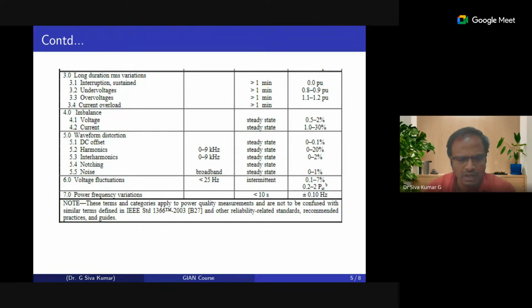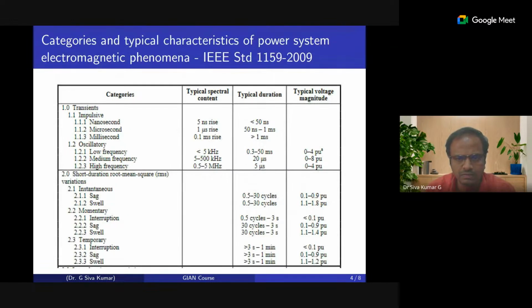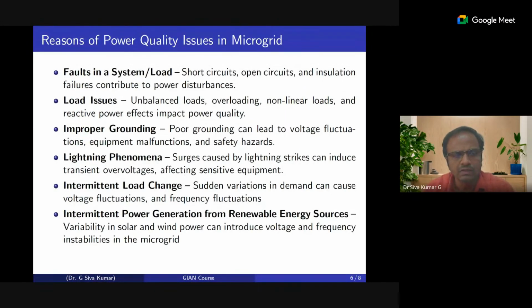Then there are voltage fluctuations, where we have the intermittent nature of the load. Because of that, you are going to have voltage fluctuations, and then power frequency variations. These are the typical power quality issues, and they are defined with respect to magnitude and duration, and in the case of transients, with respect to rise time and frequency also.